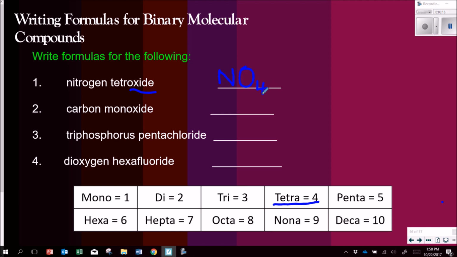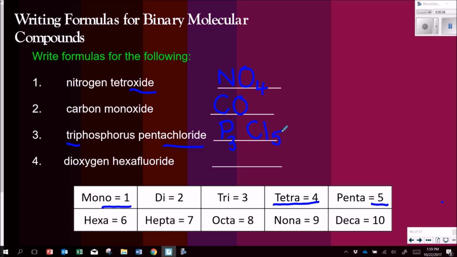Carbon monoxide, I have 1 carbon and I leave it alone. Then I have monoxide, mono is for 1. So 1 oxygen, so CO. Triphosphorus pentachloride, phosphorus is P. I have triphosphorus, so I have 3 phosphorus. Pentachloride, chloride comes from the element chlorine. Penta is 5, so I have 5 chlorines.